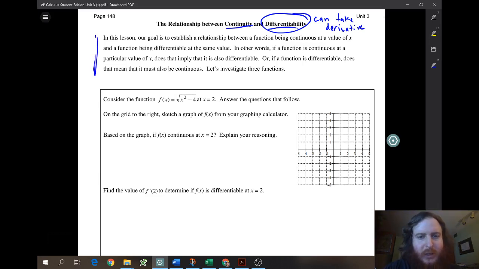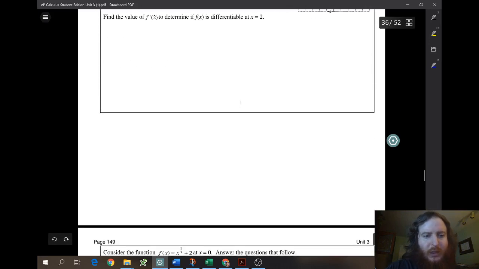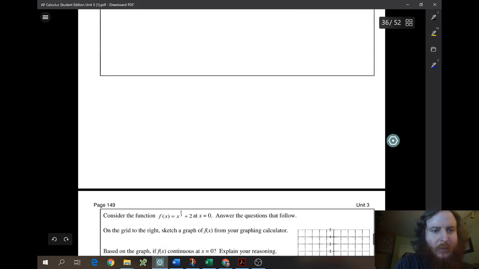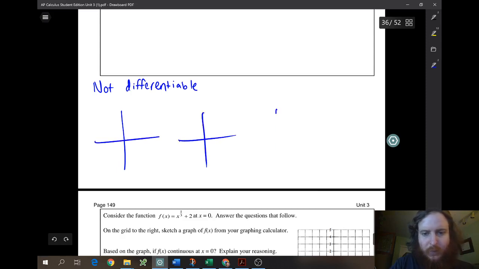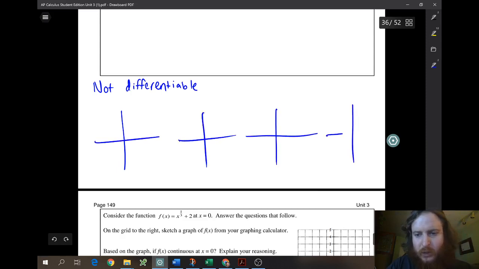Now, before we discuss these three functions, what I want to do is just kind of talk about differentiability very quickly. When functions are not differentiable, we have a few cases. So I want us to just draw these out. We're going to basically draw four graphs right here.